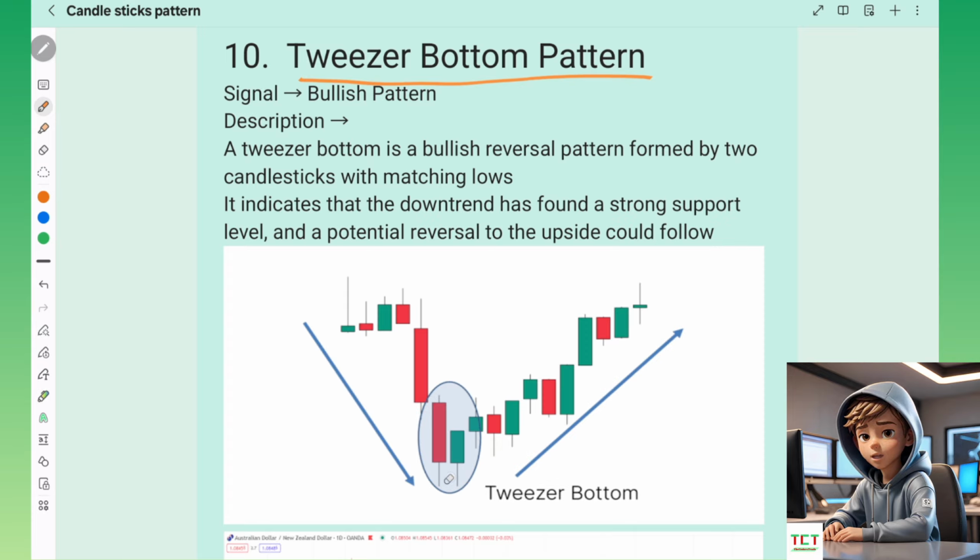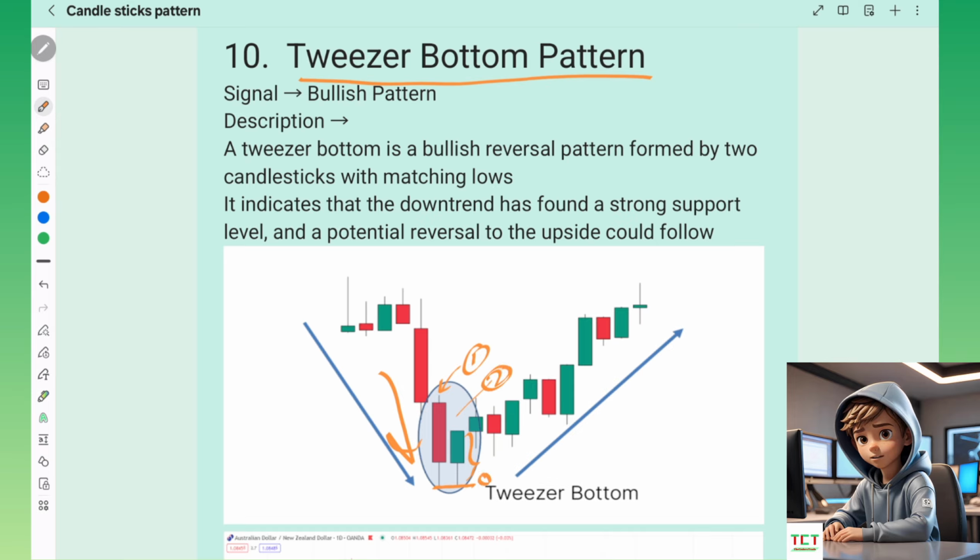The market is in a downtrend, falling down. Then you see a candlestick that makes a low. The next candlestick also comes down and tests the exact same low level. Both candles have almost identical lows. The first candle can be red or green, and the second candle is usually the opposite color. But the key point is, both candles touch the same low price and then bounce back up.